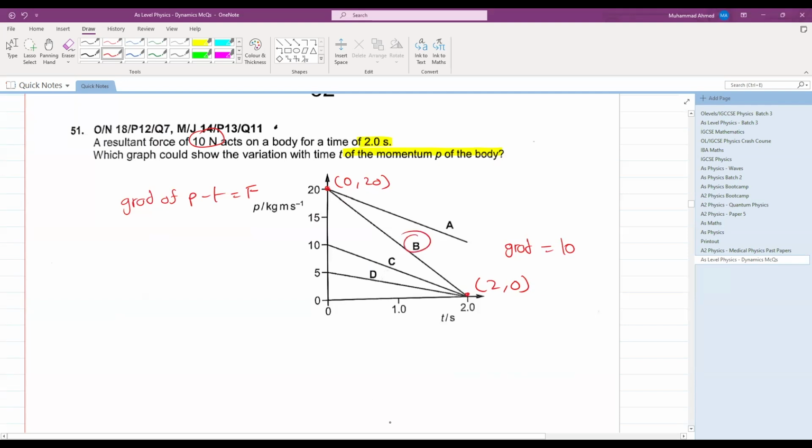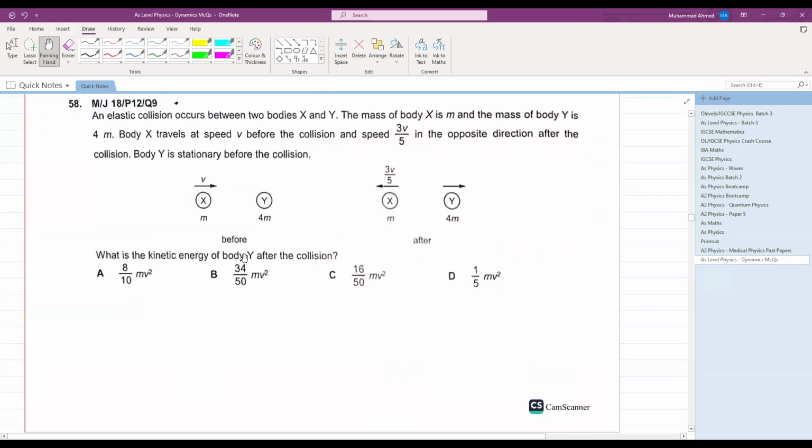The resultant force should be equal to the gradient of one of these graphs. That would be the correct answer. 10 Newton is the resultant force. The gradient of either of these graphs should be 10 Newton. That will be your answer. B is your answer. Let's see this.